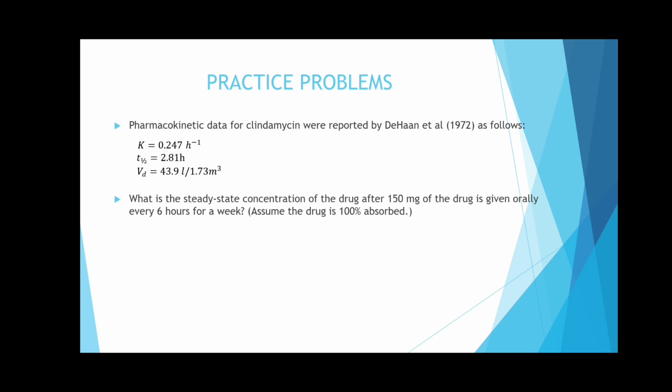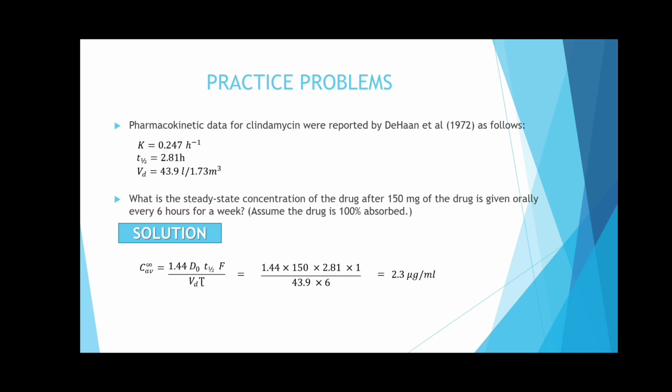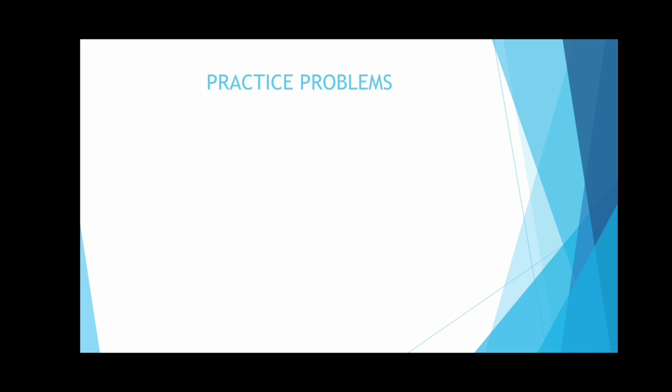Every 6 hours the drug is consumed. So the solution, we can use the same formula, that is the desired average concentration equals 1.44 into D naught into T half into F divided by Vd into tau. We'll place all these values and we'll get 2.3 microgram per ml. So with the help of this formula, we can calculate the steady state concentration.